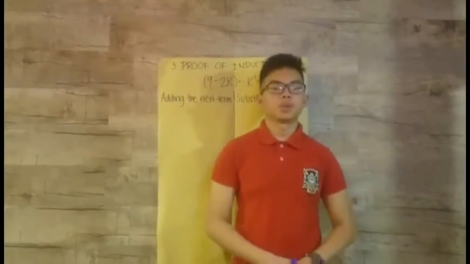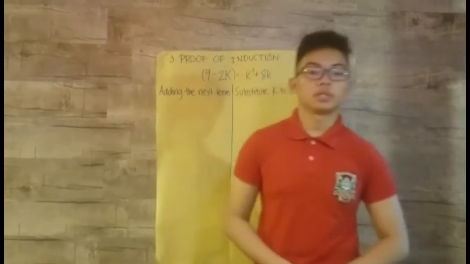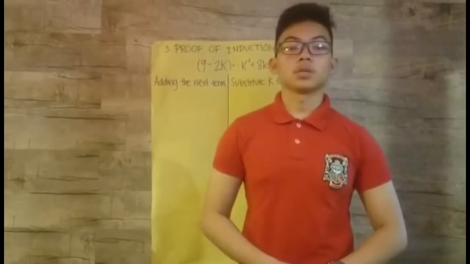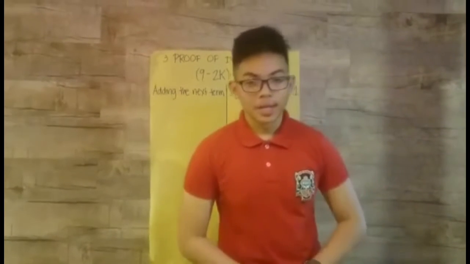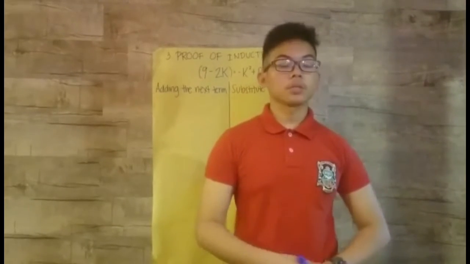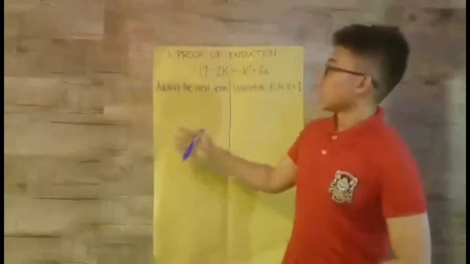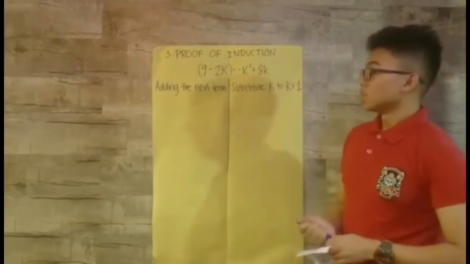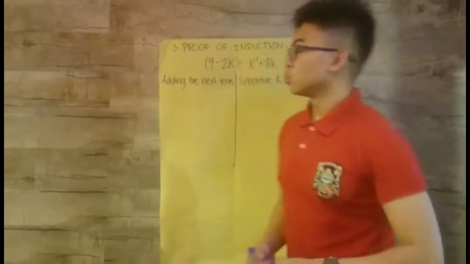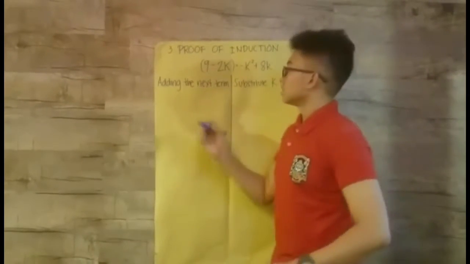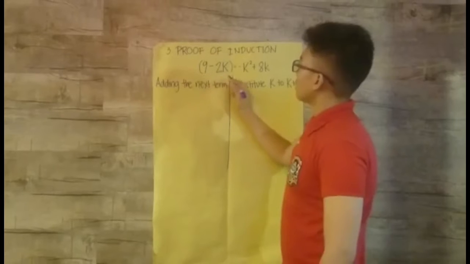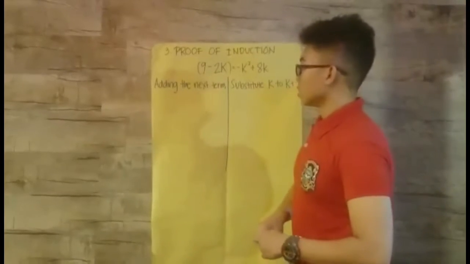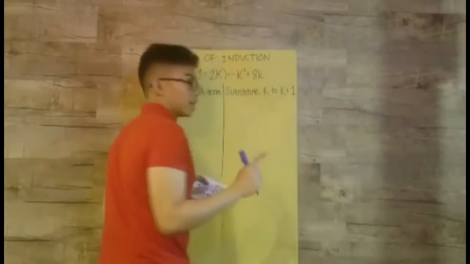I'm Lance. So the next step, the third step, is the proof of induction. It is proving your step 2, the induction hypothesis. In proving your induction hypothesis, there must be 2 steps: adding the next term and substituting k to k plus 1. In your step 2, induction hypothesis, you get 9 minus 2k is equal to negative k squared plus 8k. So, you must find the next term.